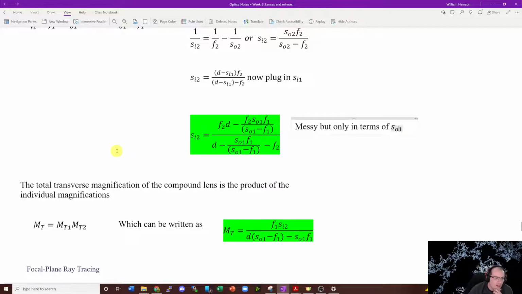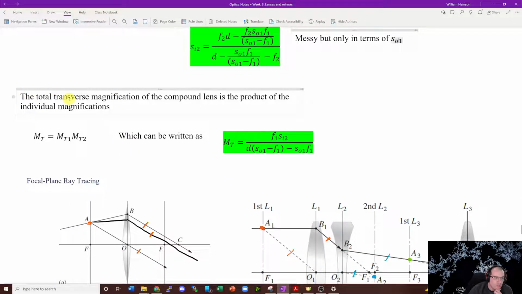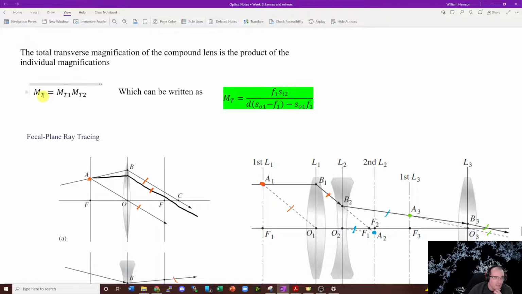And then our total magnification, transverse magnification, is just going to be the multiplication of the two magnifications, which can be written, if you do some algebra, as this right here that I highlighted.